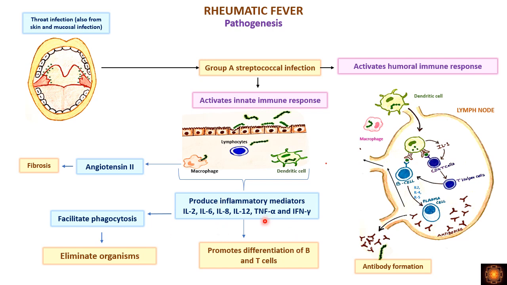Along with these interleukins, macrophages also produce angiotensin 2. Now this angiotensin 2 is mainly responsible for the fibrosis. This is what happens when there is activation of the innate immune response, and it also activates the humoral immune response, which causes the formation of antibodies.